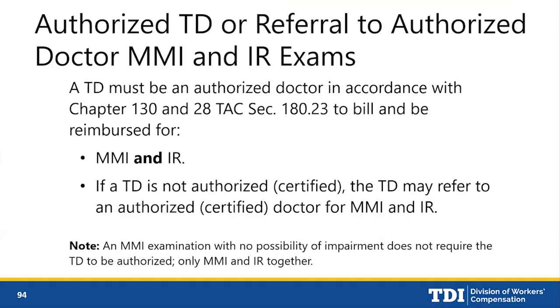If you're doing an exam for MMI only and there's no possibility of impairment, that's okay if you're not going to do the impairment rating evaluation. But if you are doing impairment rating evaluations, even if it's 0%, you do need to be certified or authorized to conduct that exam. You can't use the AMA Guides to permanent impairment unless you are certified to conduct an impairment rating exam.